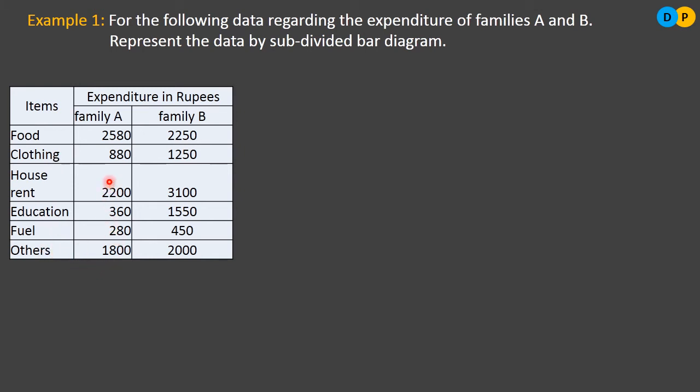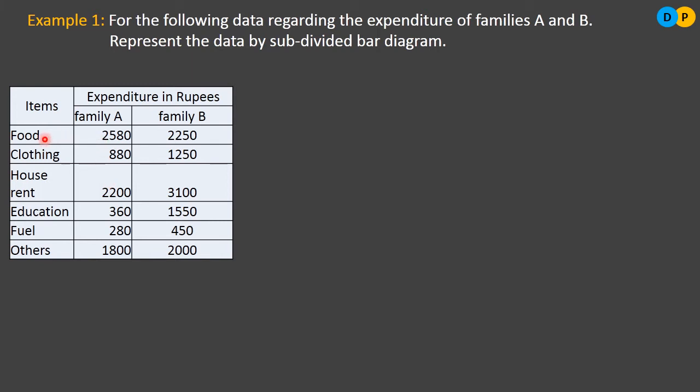Now what we have to do is construct a subdivided or component bar diagram. How to construct it? Of course, we need to erect rectangular bars. What will be the magnitude of the rectangular bar? As stated earlier, the height of each rectangular bar will be equal to the total magnitude. What is the total magnitude? Nothing but the sum of all the variables.